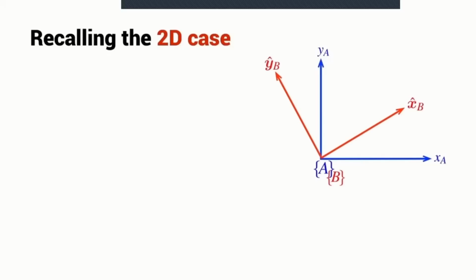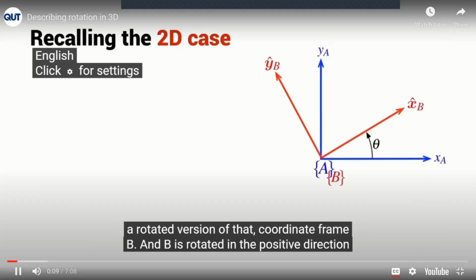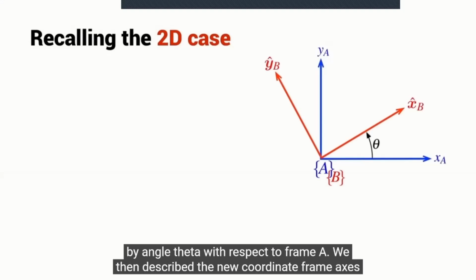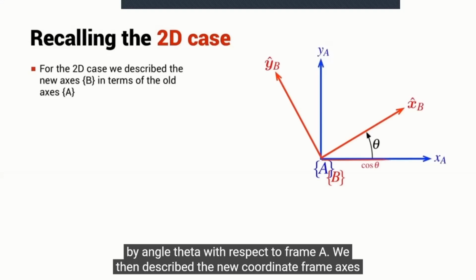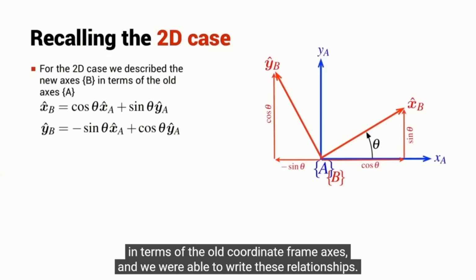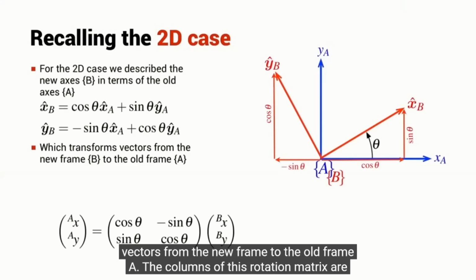For the two-dimensional case, we considered two coordinate frames, the original frame A and a rotated version of that coordinate frame B. And B is rotated in the positive direction by angle theta with respect to frame A. We then described the new coordinate frame axes in terms of the old coordinate frame axes, and we were able to write these relationships. We then wrote this in matrix form, and we ended up with a formulation that allowed us to transform vectors from the new frame to the old frame A.